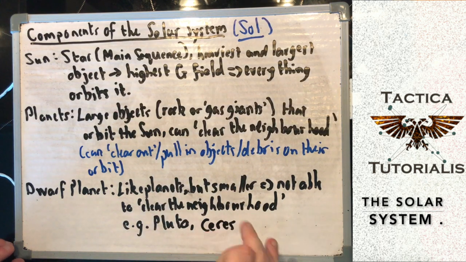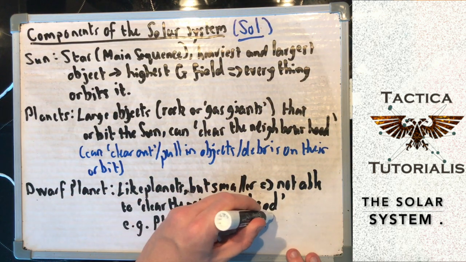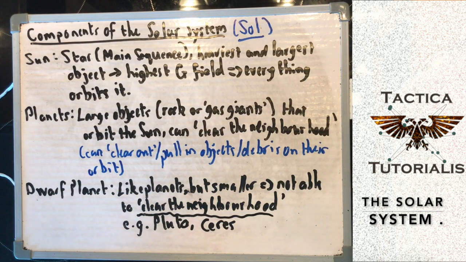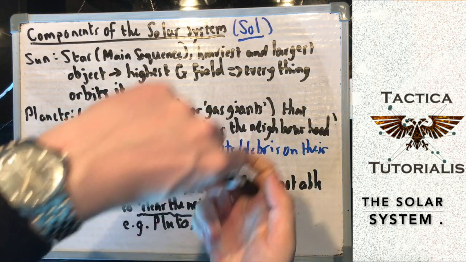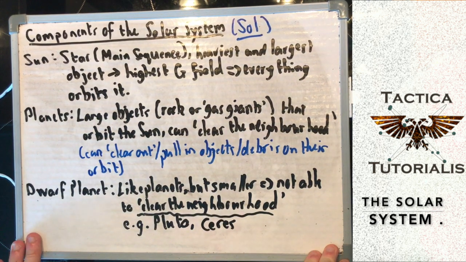And they are dwarf planets. They're like planets, but they're smaller. They don't really have the ability to maintain an atmosphere like planets can do. Well, most planets can do. And most importantly, they can't clear their neighborhood and get their orbital path cleared of all junk. So there's your first set of notes on the larger objects within Sol.